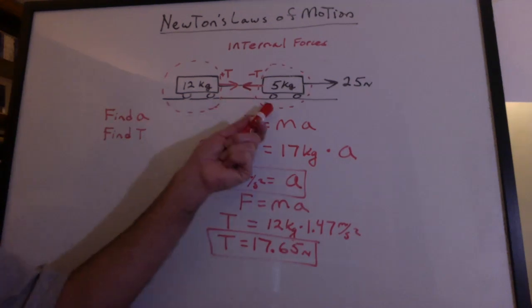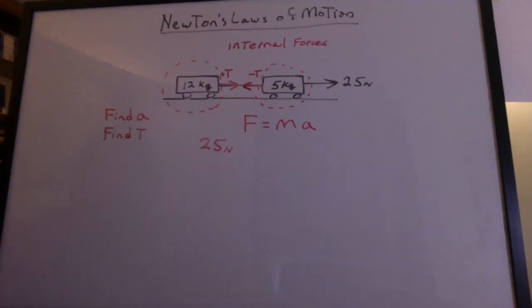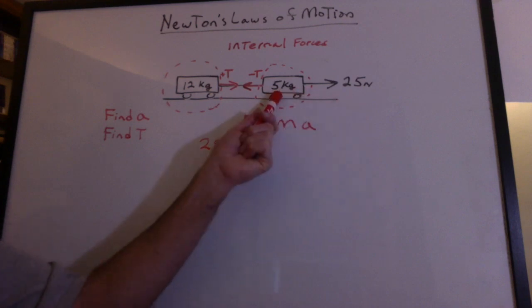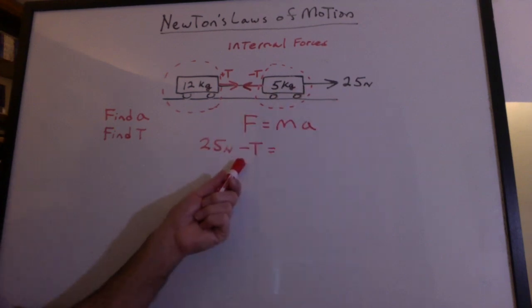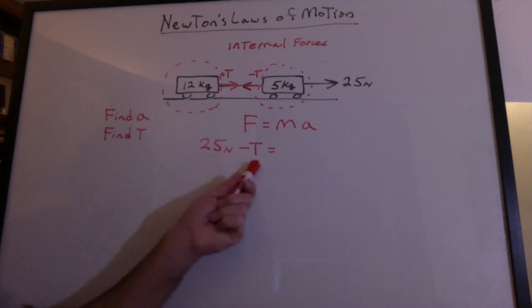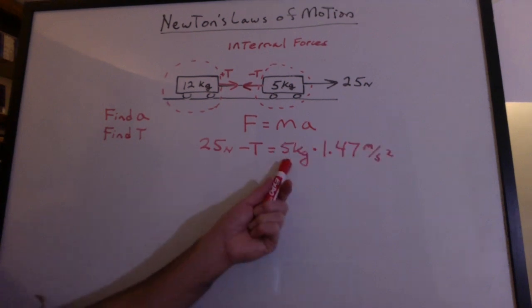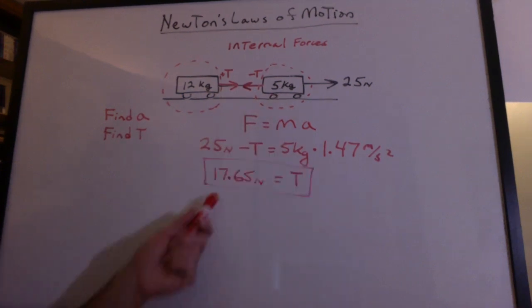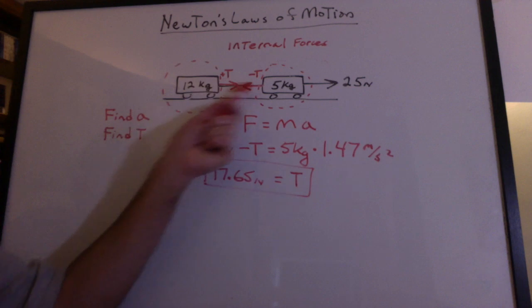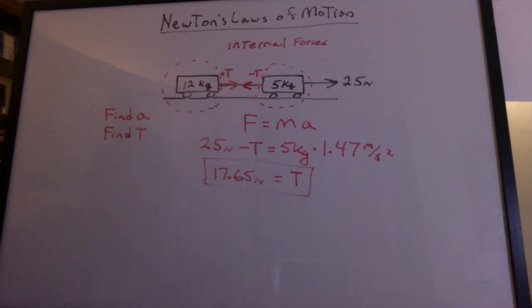What would happen if I isolated this object? 25 newtons is acting on this cart in the forward direction. The tension is acting backwards. So it's forward minus backwards, the mass of that system times the acceleration. Hey, that's just what we got before. The tension in the rope is the same.